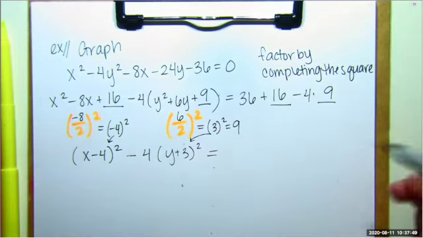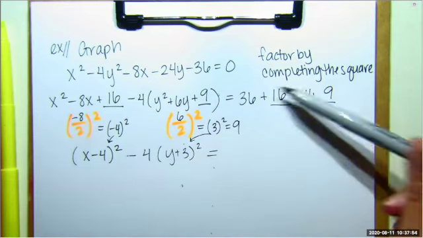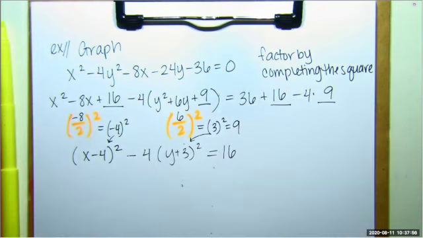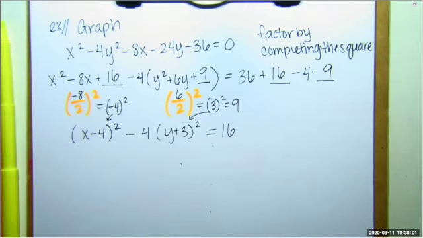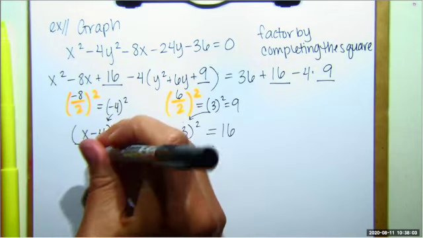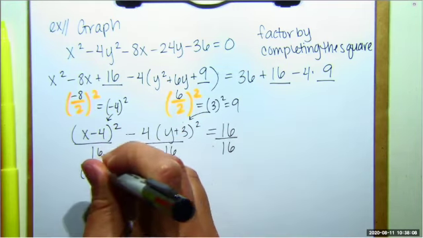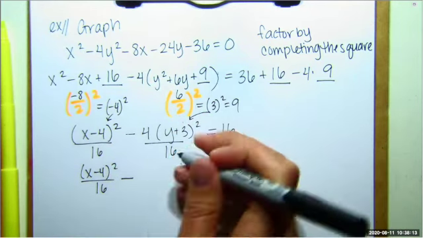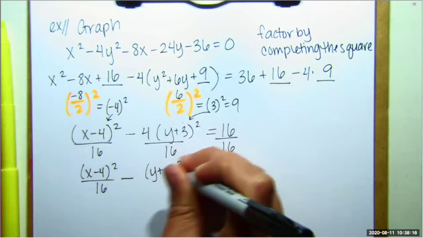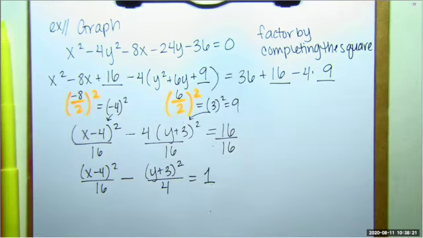On the right side, I got 36 plus 16 minus 36. So 36 minus 36, those are going to cancel out, and I'm just left with 16. In order to get this in standard form, we need a 1 on the right side. So our next step here is to divide all of our terms by 16. That gives us (x minus 4) squared over 16 minus 4 over 16. They both have a common factor of 4. So this becomes (y plus 3) squared over 4 is equal to 1. So all that work just to get to the start of this problem, really.